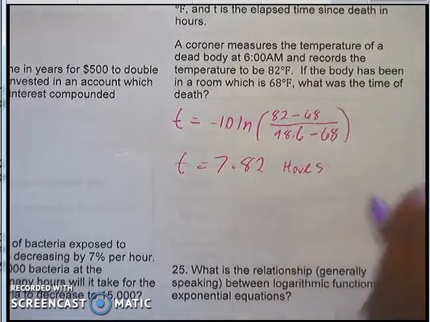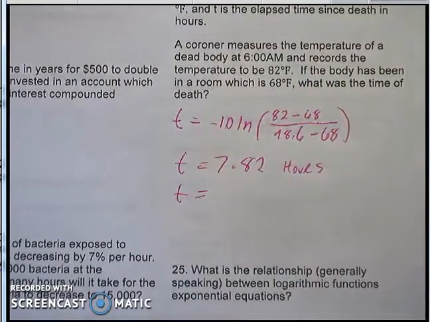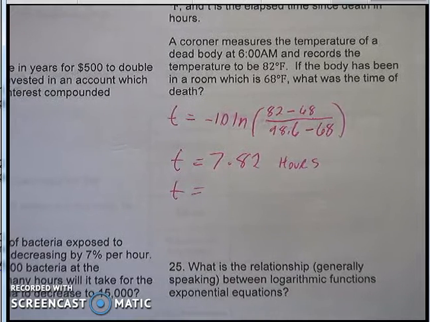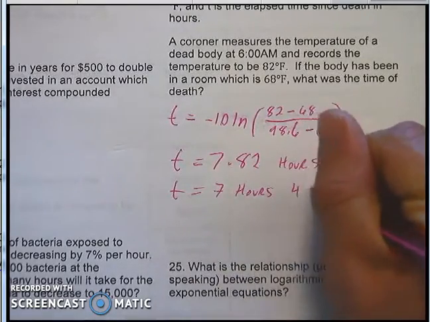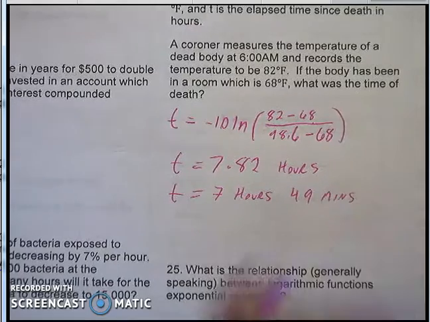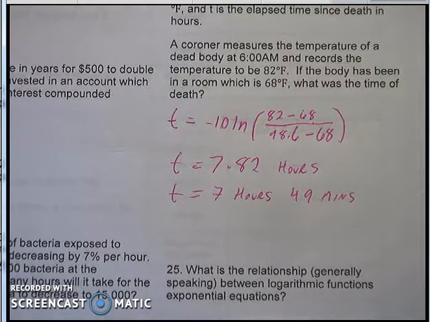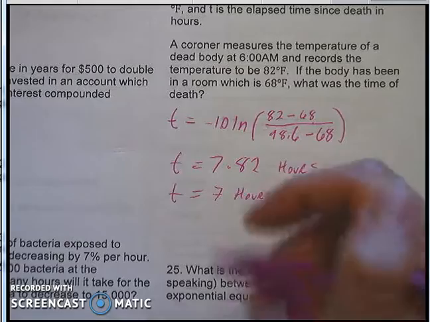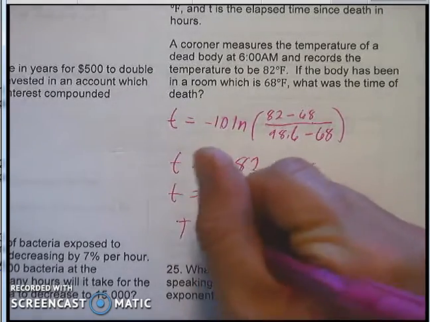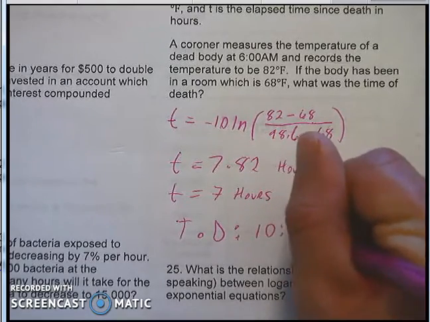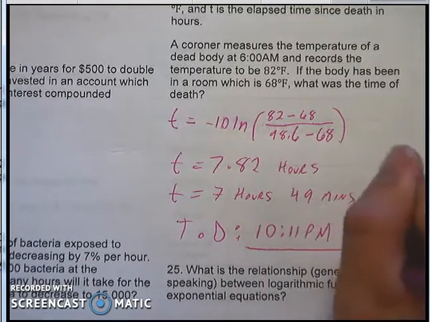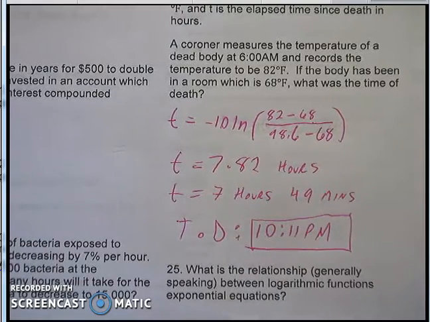And to make that into minutes, you take that 0.82 and you multiply it by 60. So that's going to be 7 hours and 49 minutes. So what time is it 7 hours and 49 minutes before 6 a.m.? Well, that's the previous day. The time of death would be at 10:11 p.m. the previous day. That'd be 7 hours and 49 minutes before 6 a.m.